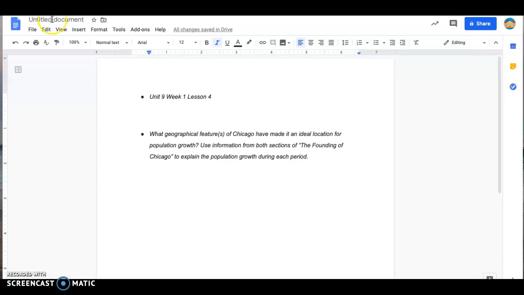Good morning, everyone. Today we are taking a look at the Benchmark Universe Unit 9, Week 1, Lesson 4, where we are taking information from multiple sources to answer a question. The focus question for today is: what geographical features of Chicago have made it an ideal location for population growth? Use information from both sections of "The Founding of Chicago" to explain the population growth during each period.